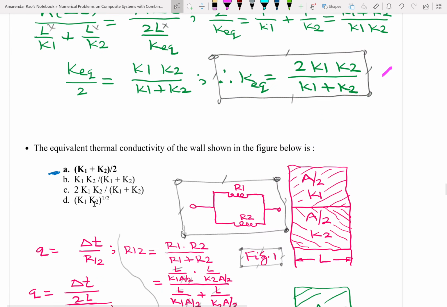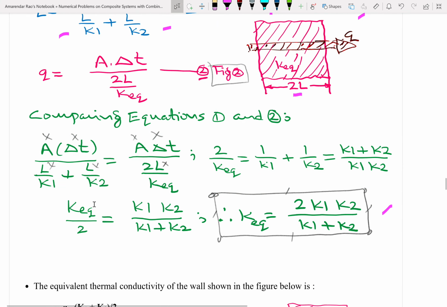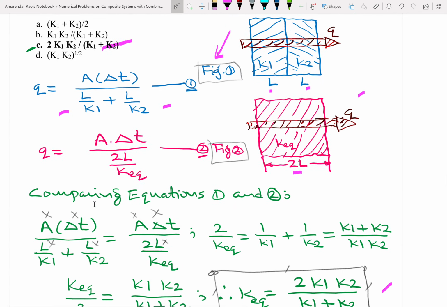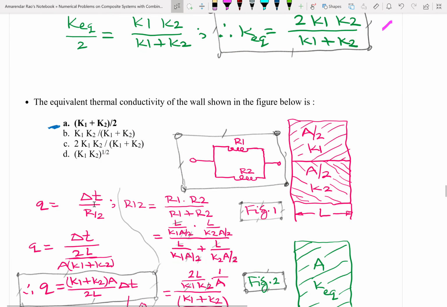In a similar fashion, what is the equivalent thermal conductivity of the wall shown in the figure below? Earlier we had taken the same thickness L and L, same area, K1 and K2, with the materials in series. Now we have the same thickness L, and half of the area is occupied by material K1, the bottom part of the area is occupied by material K2. A1 plus A2 will be equal to A, because A by 2 plus A by 2.